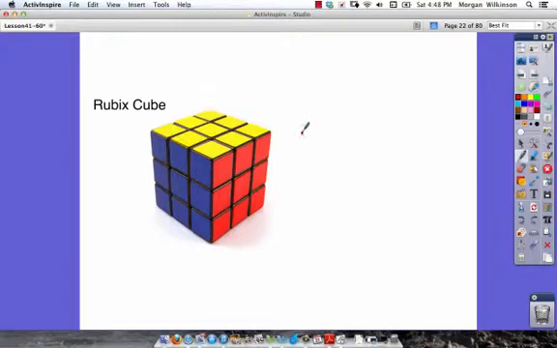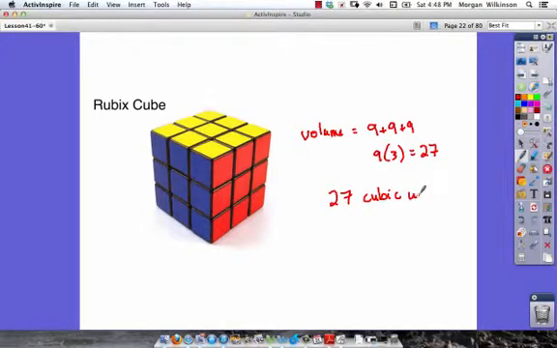So we could say this Rubik's Cube has a volume that's equal to 9 plus 9 plus 9, or 9 times 3, which is equal to 27. We've got 27 cubic units that make up a Rubik's Cube. Now, you don't need to draw out the Rubik's Cube if you haven't already done that. You can just draw out a regular cube and show what this picture looks like. Then show your answer in your notes, 27 cubic units.